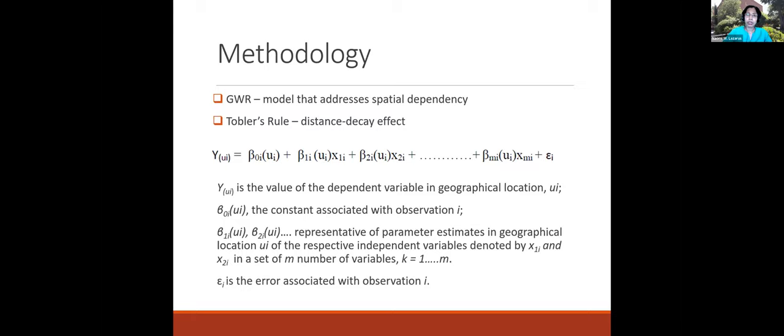The formula here is a generalized formula for the GWR model. It's very similar to a regression model with one exception, where it has that annotation ui that refers to the geographical location. So y is the value of the dependent variable in that geographical location. The B coefficients are representative of the parameter estimates for each geographical location in relation to the independent variables in the model, denoted by X, and E is the error term.